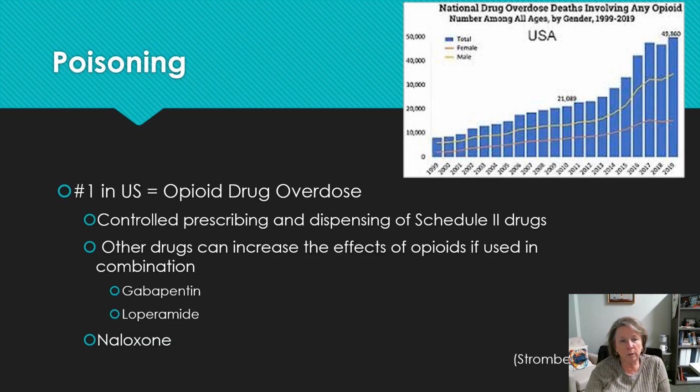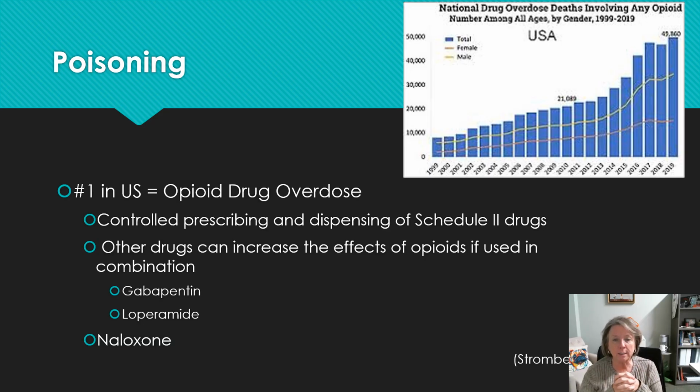It's the number one cause in the U.S.: opioid drug overdose. The prescribing and dispensing of Schedule II drugs is something that needs to be controlled. What used to happen is doctors would give you a script for a pain med, for an opioid, and say, oh, you've had surgery, here you go, here are 45 pain pills. But they've really come down on that and they're controlling that. So now you go have surgery and they go, here's 5 pain pills. Good luck, use over the counter stuff after that.